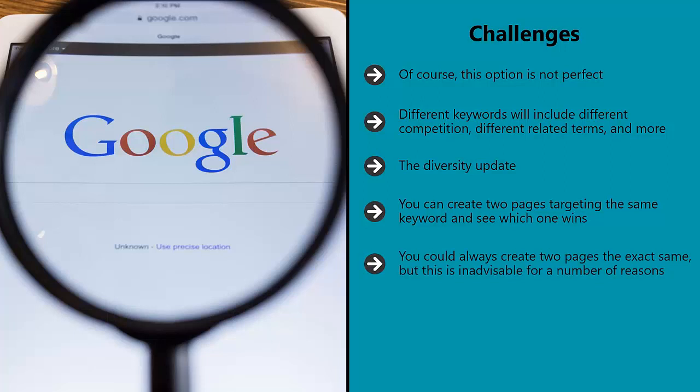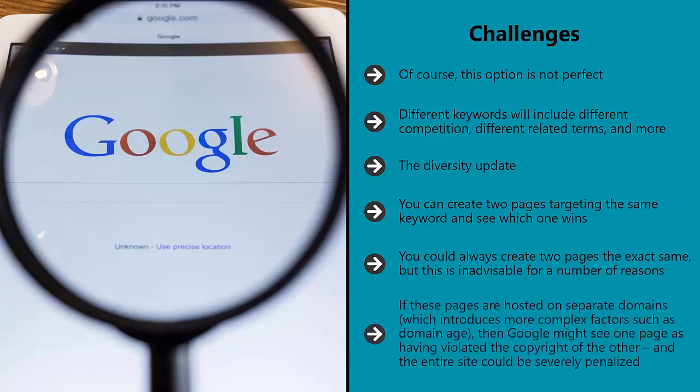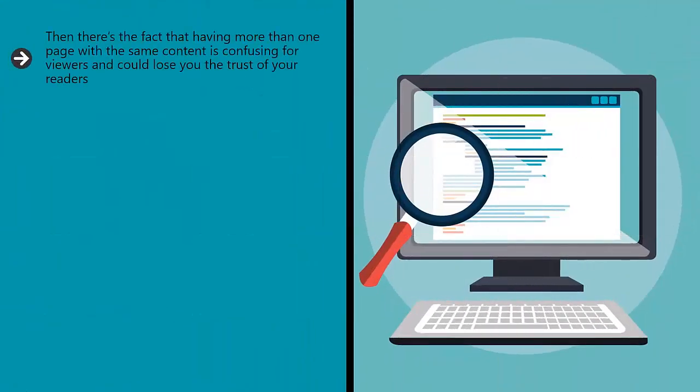You could always create two pages the exact same, but this is inadvisable for a number of reasons. Firstly, Google will see a precise duplicate page as being worthless and might even penalize the page. Google doesn't want its users to repeatedly stumble upon the same content, and so it won't rank it. If these pages are hosted on separate domains, which introduces more complex factors such as domain age, then Google might see one page as having violated the copyright of the other, and the entire site could be severely penalized. Then there's the fact that having more than one page with the same content is confusing for viewers and could lose you the trust of your readers.